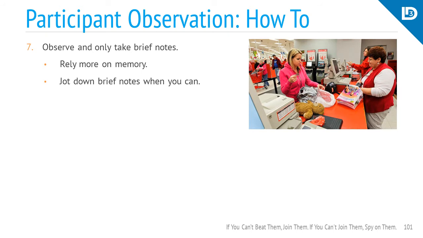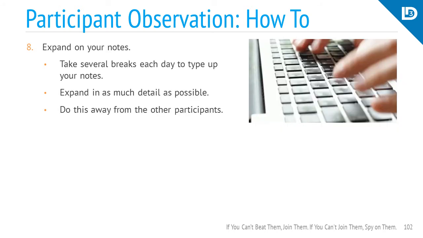When you're observing and participating in these activities, you can only really take brief notes. So don't worry about trying to capture everything. Rely more on your memory. Just jot down brief things occasionally that will serve to jog your memory later. And then take breaks at various points throughout the day to go off somewhere else to expand upon your notes. First type up what you remember off the top of your head, then look at your notes to jog your memory about different things. And you want to expand the detail as much as possible, as soon as possible after you experience it, while it's still fresh in your mind.